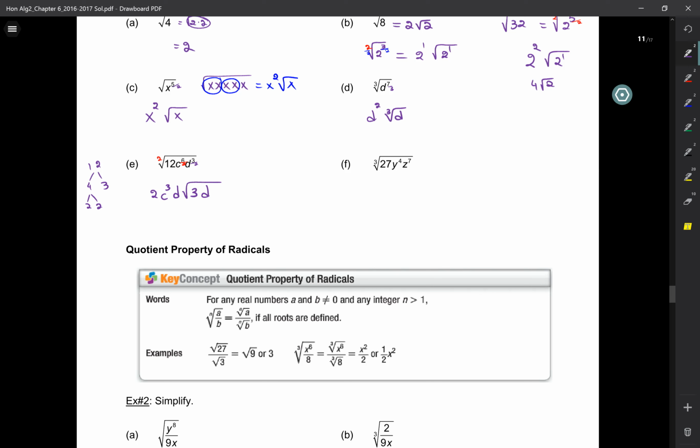Would you put the c in absolute value? Oh my gosh, yes you would. Okay, the c, how do we get the c? It's an even root, even power, odd exponent. So it's in absolute value.